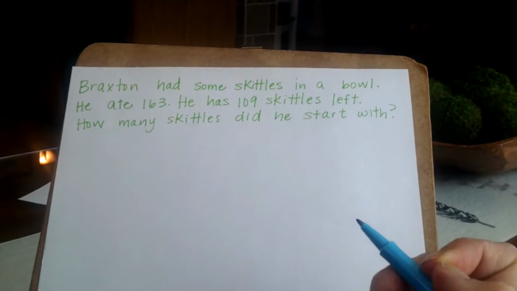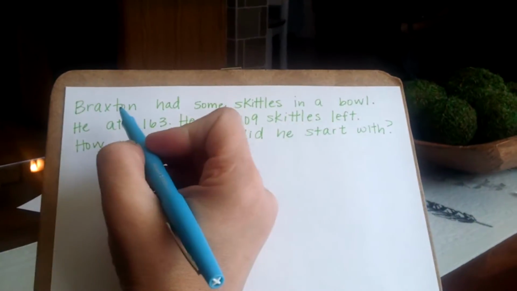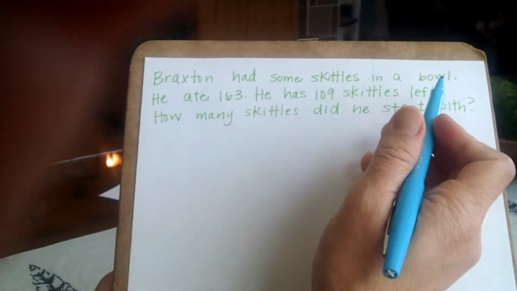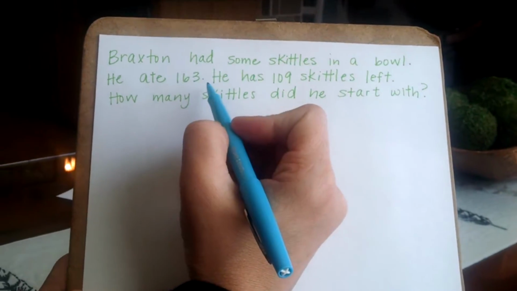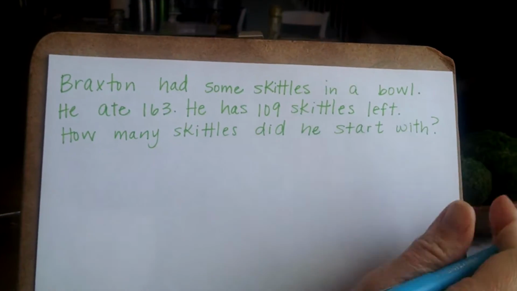A couple more that she's going to have to do for her test, and this is how she makes a subtraction number sentence with some missing addends. So she's going to read that Braxton had some Skittles in a bowl. He ate 163. He has 109 Skittles left. How many Skittles did he start with?